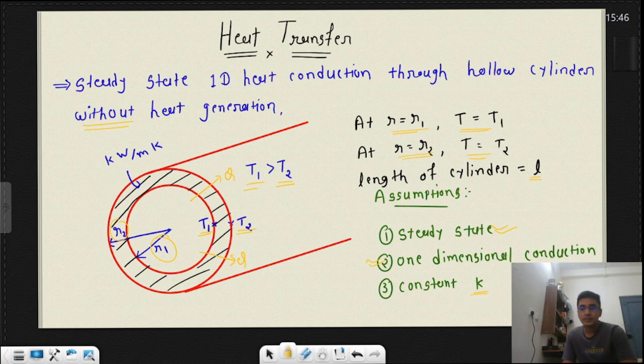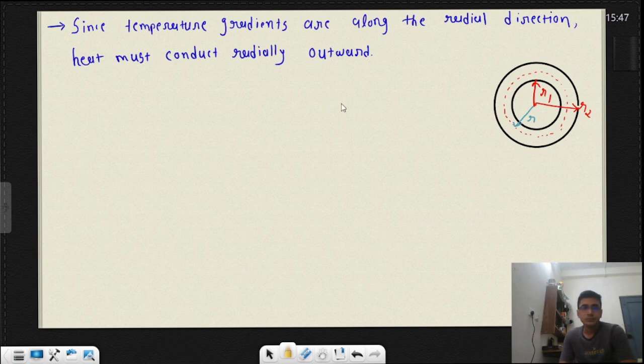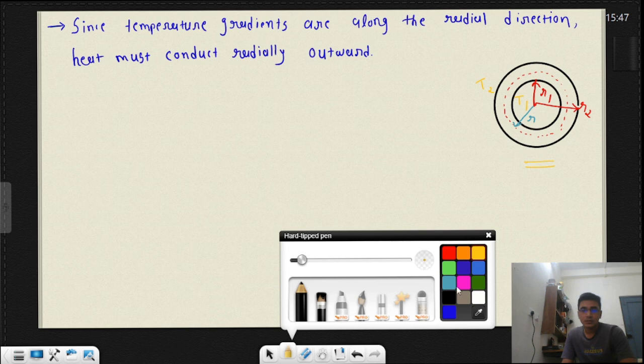Okay, so as I earlier mentioned, the temperature gradient is along the radial direction, so heat will be conducted radially outward. Here I have drawn a typical cross section area of the cylinder, with inner radius R1 and outer radius R2, inner temperature T1, outer temperature T2.